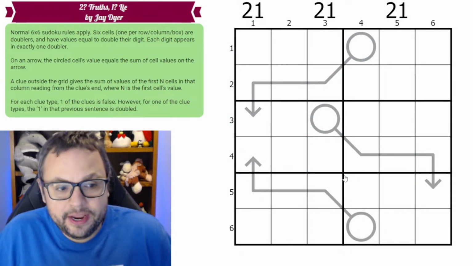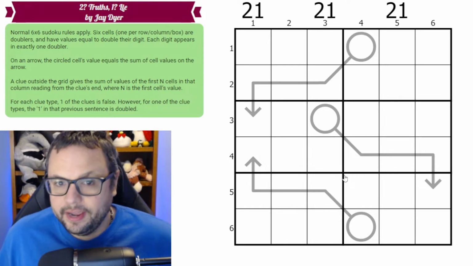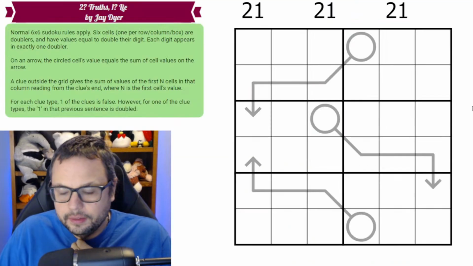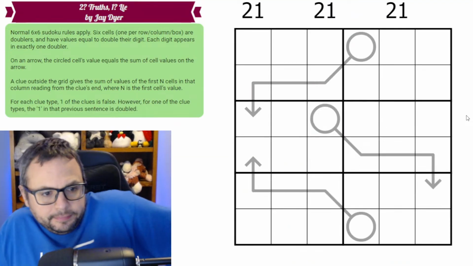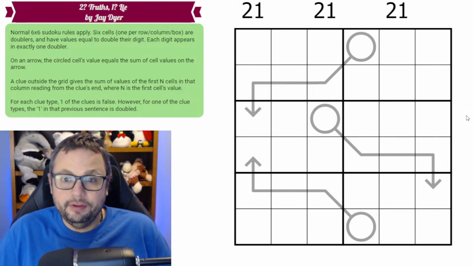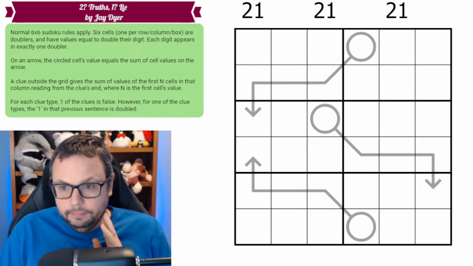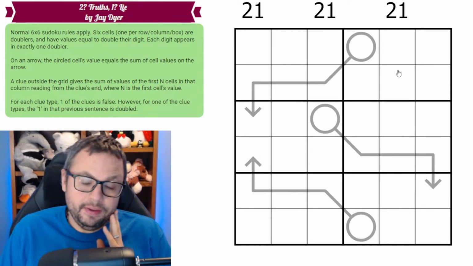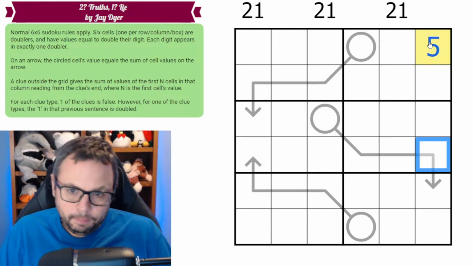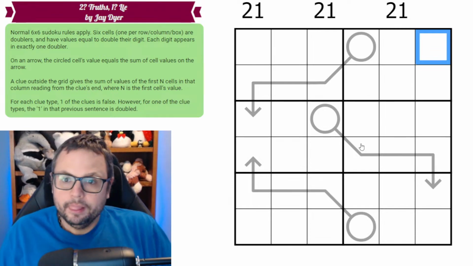Alrighty. Instead of the J Dyer 7x7 for the Sortadoku challenge, we'll do that one next time. We're going to do the J Dyer 6x6 from the 6x6 bucket. Scrolled back quite a ways for this one. So we have normal 6x6 rules. 6 cells are doublers and have value equal to double their digit. So if this was a 5, but it's doubled, it counts as a 10 for purposes.